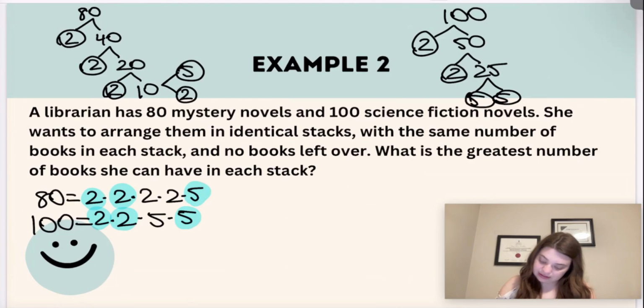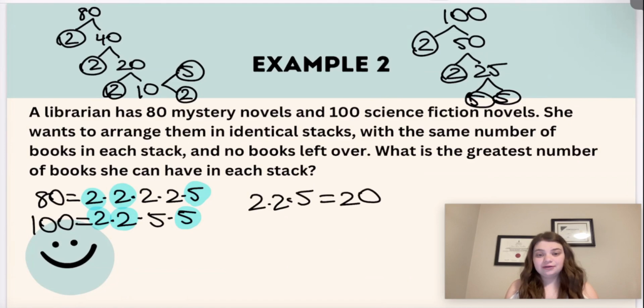And so the answer is 2 times 2 times 5, which is 4 times 5, which is 20. So therefore, the GCF is 20. And therefore, 20 is the greatest number of books that she can have in each stack.